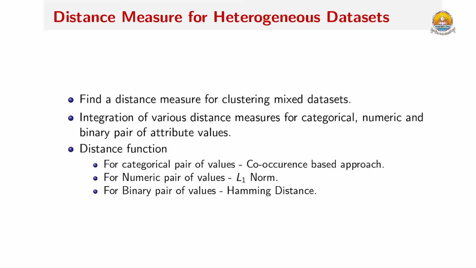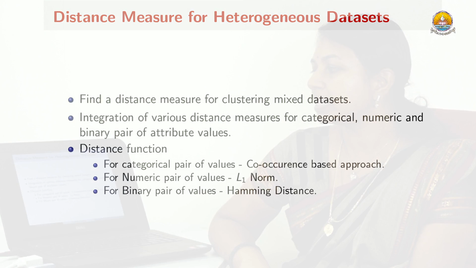So what we are doing is we are integrating various types of distance measures of categorical, numeric as well as binary data sets. Here the main concern is that for categorical pairs of values we are following a co-occurrence based approach. For numerical pairs of values we are following the L1 norm, that is Manhattan distance, and for binary pairs of values we are following Hamming distance. How to integrate these three measures, that is our contribution.